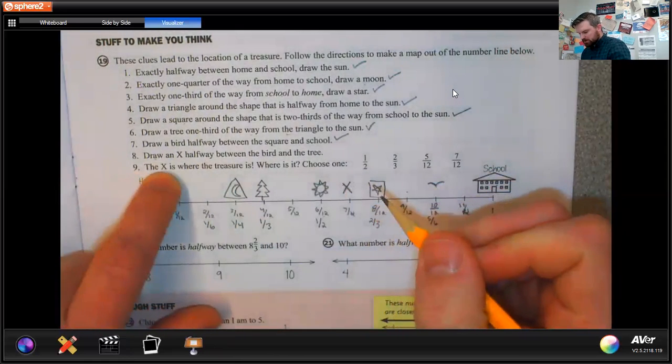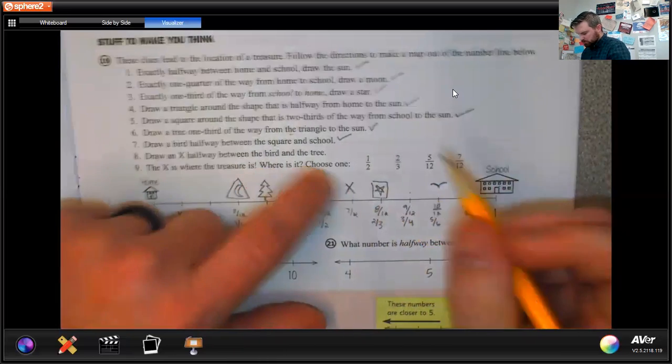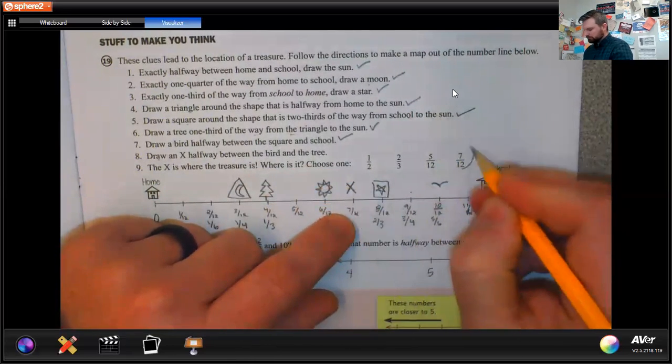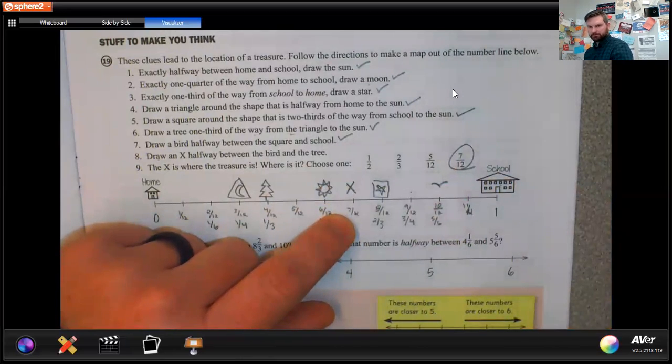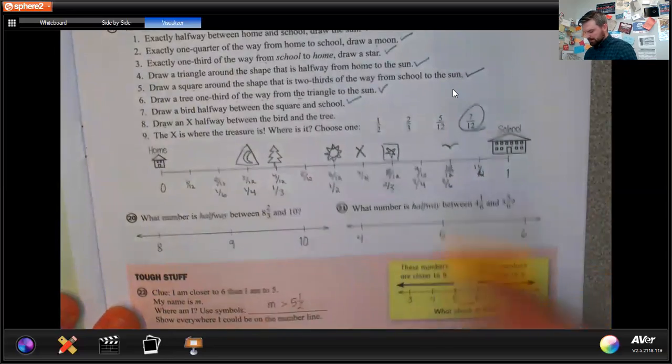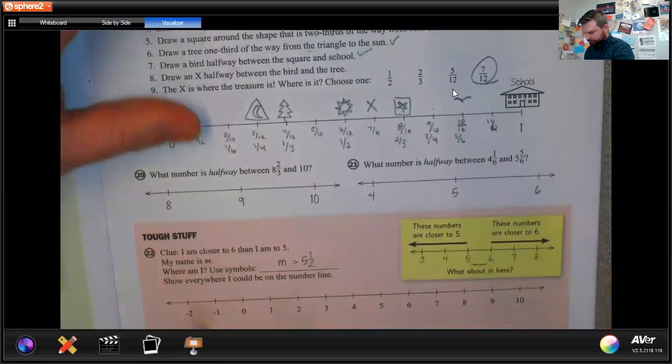The X is where the treasure is. Where is it? Choose one. So X, we put 7/12. Okay, so the numbers here ahead of time kind of helped us out.